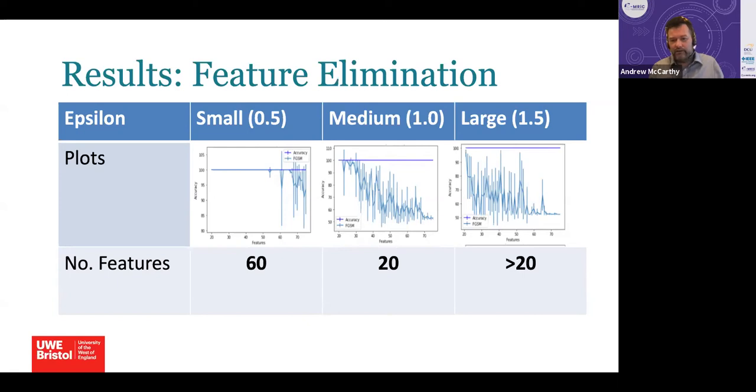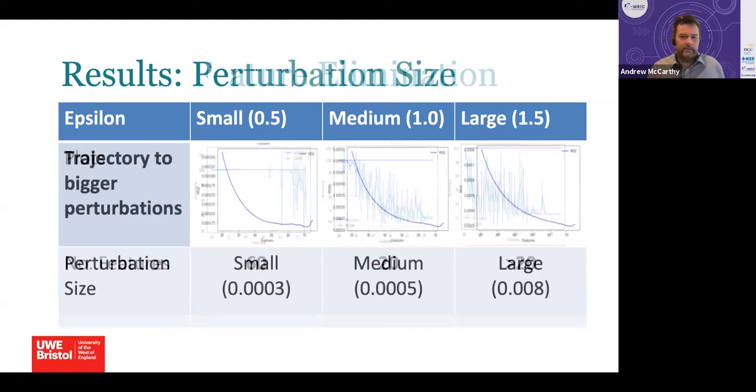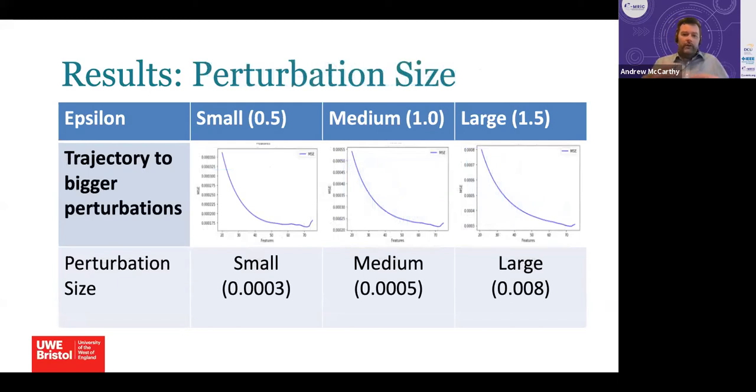But for the large perturbation sizes, a feature set of 20 is insufficient to completely mitigate against the effects of FGSM. But we got quite close to the original accuracy here at the top, on the right-hand side of the slide. And so if I go to the next slide, the good news here is that what we have seen is a trajectory to bigger perturbations. So as we've reduced the number of features, we've forced the perturbation size to be larger.